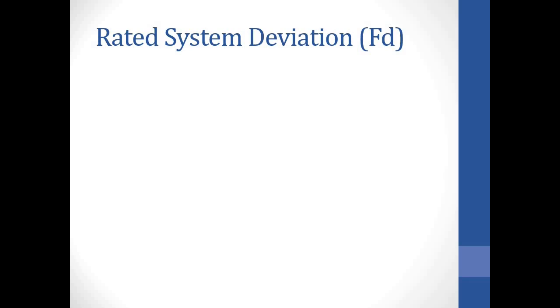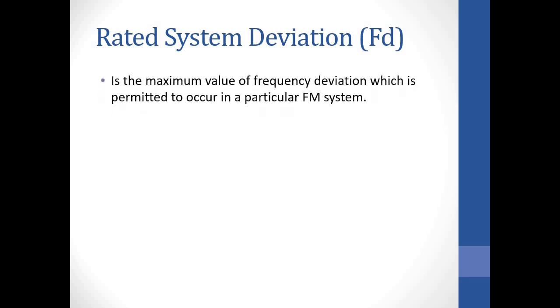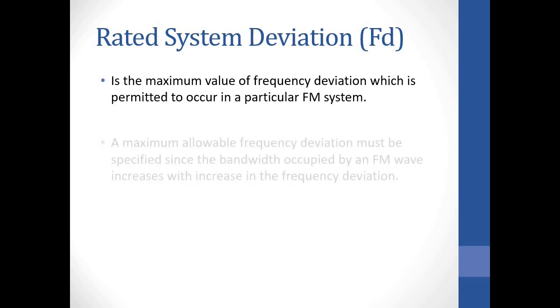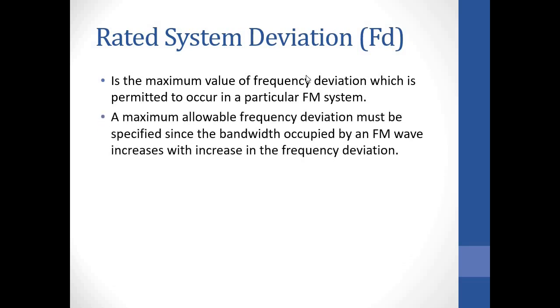So because of that, we end up limiting. So we've got what we call rated system deviation. This is the maximum value of frequency deviation which is permitted. We said it is possible to deviate either way, above or below the carrier, but there is a certain limit that is permitted for any particular system. A maximum allowable frequency deviation must be specified since the bandwidth occupied by an FM wave increases with increase in frequency deviation.